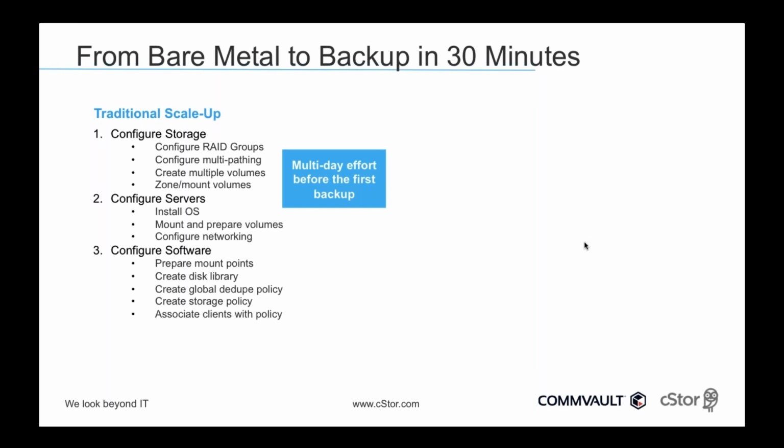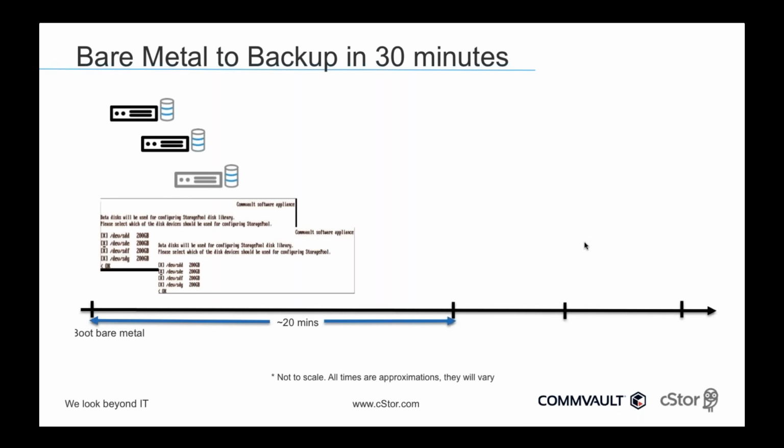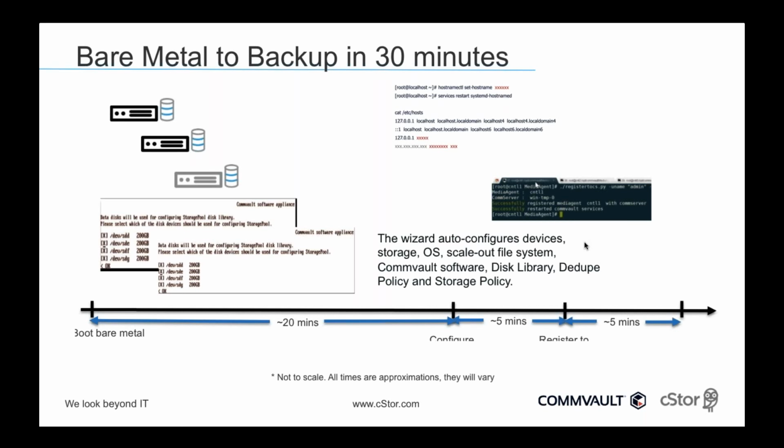But what if you could take this exact same infrastructure in this enterprise and get it done in a short period of time? From bare metal, you mount the ISO and install it on the node. The node will configure the rest of the nodes along with the storage, provision and configure the networks, and register it to your CommServe if it's an existing customer. Five minutes later, you're in the application starting your backups. So in about 30 minutes, you can actually start protecting data in your organization, reducing the time it takes for an administrator or organization to prepare the environment, install it, and configure it.